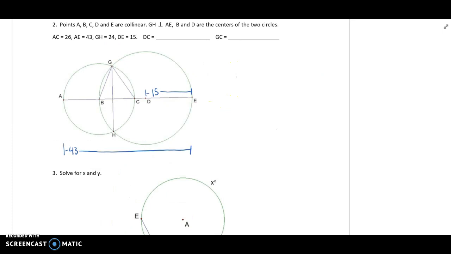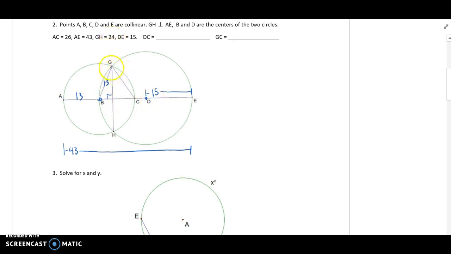All right, next one we have GH perpendicular to AE, so a right angle, and B and D are the centers of the two circles. And then since AC is equal to 26, we see that AC is a diameter, which means that every radius of circle B is going to be 13. So AB is 13, BG is 13, BC is 13. And also, we're told that DE is equal to 15, which means that from point B to point D, we have a length of 15.